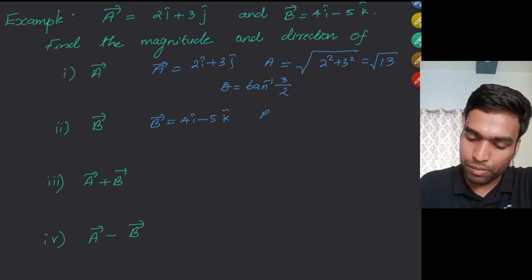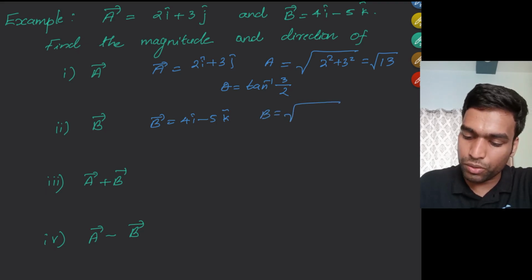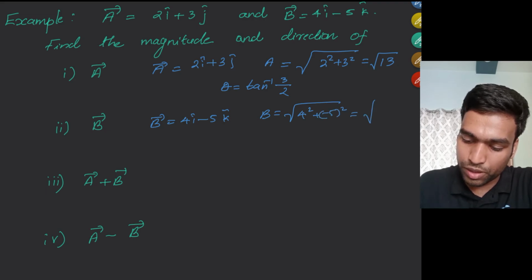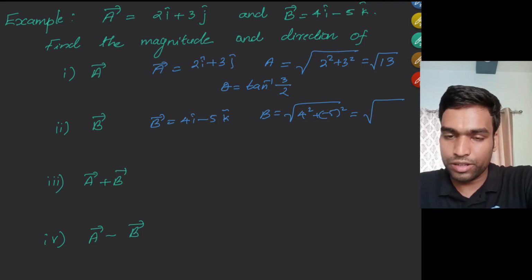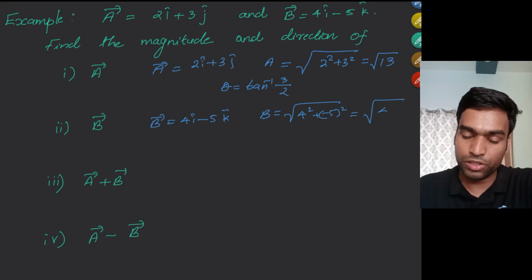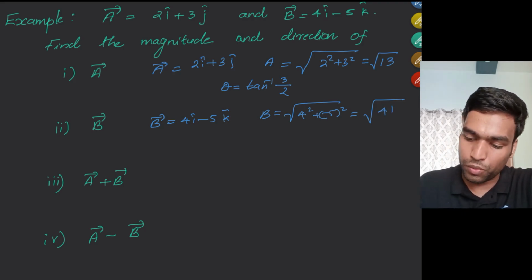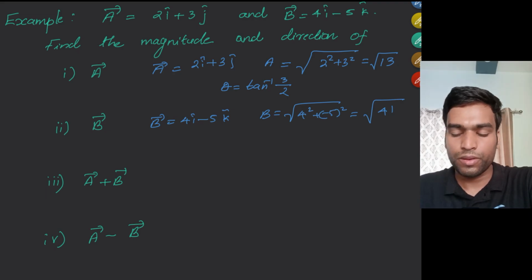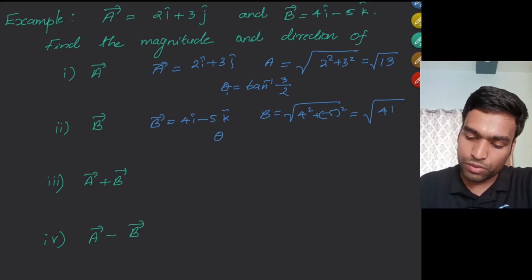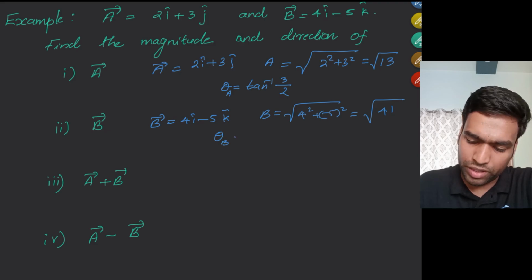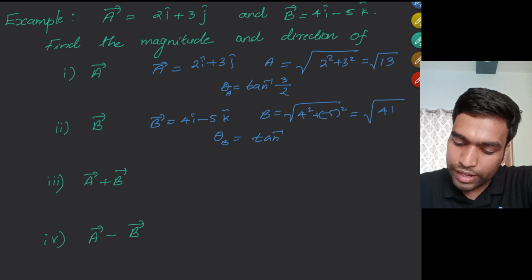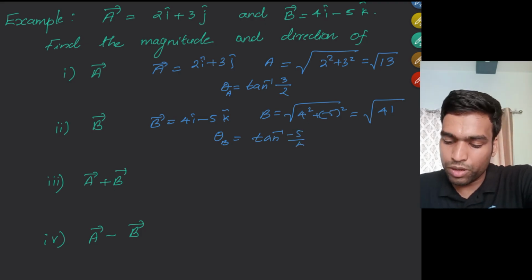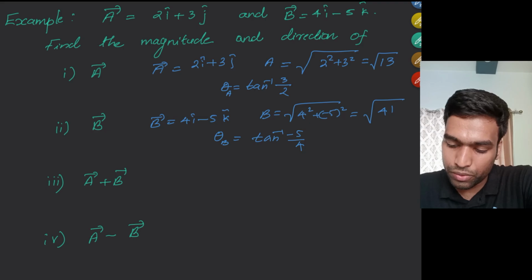Good. Now b we can find similarly. b equals 4i cap minus 5j cap. Therefore, b magnitude will be square root of 4 square plus minus 5 square, which is 16 plus 25, so 41. Good. And direction, let me write theta a and this as theta b to separate, so tan inverse of y component divided by x component, so tan inverse 5 divided by 4.